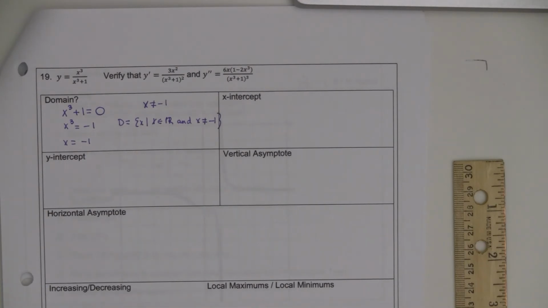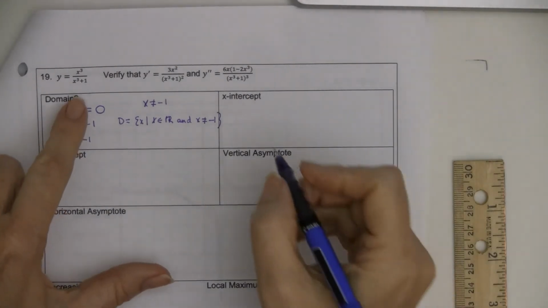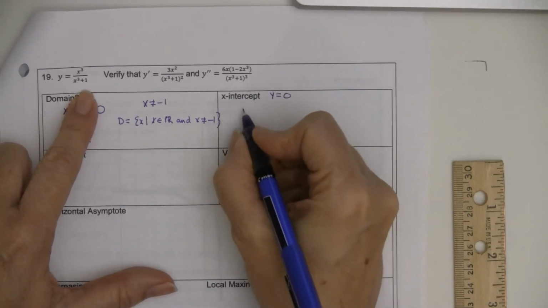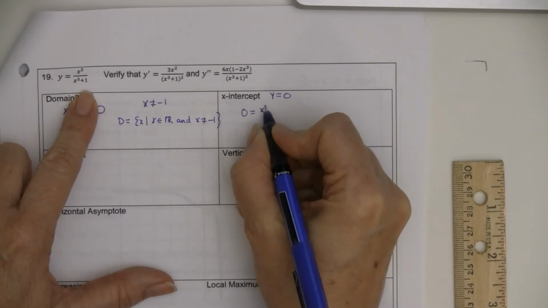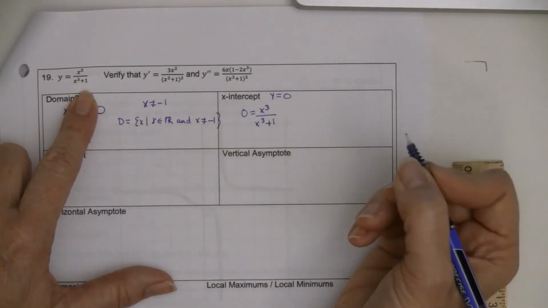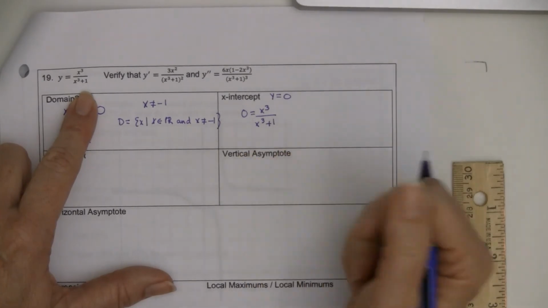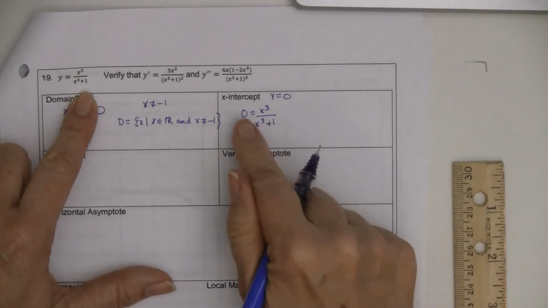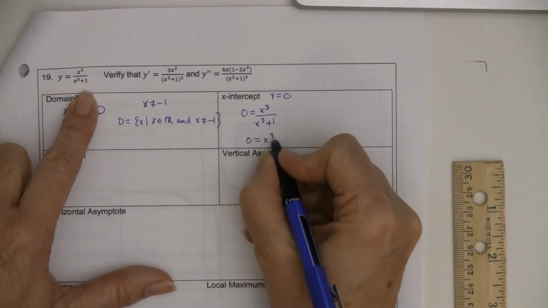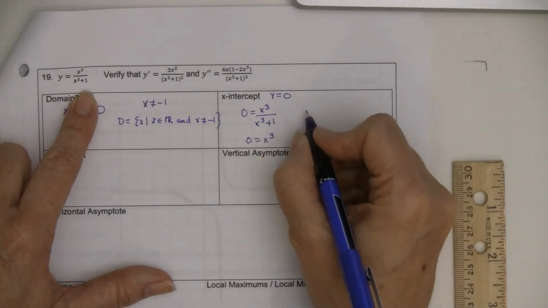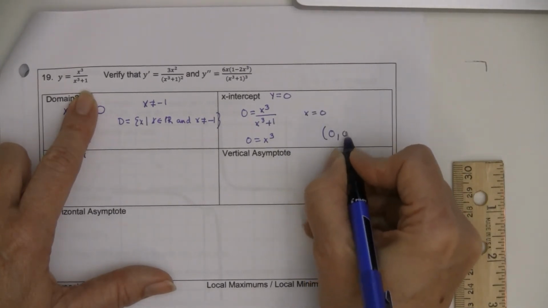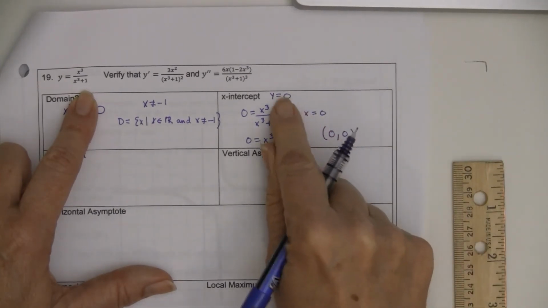Okay, now the x-intercept is where you let y equals 0. So we let y equals 0. So this is going to be 0 equals x to the third over x to the third plus 1. When I solve this, I would multiply both sides by x to the third plus 1. And when you multiply it by 0, you get 0 equals x to the third. And then that tells you that x equals 0. So that gives us the ordered pair (0, 0). X is 0, y is 0.